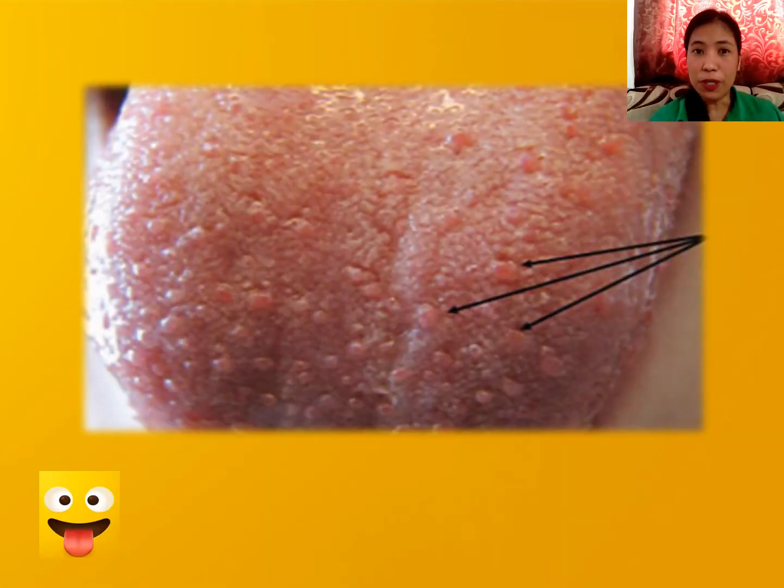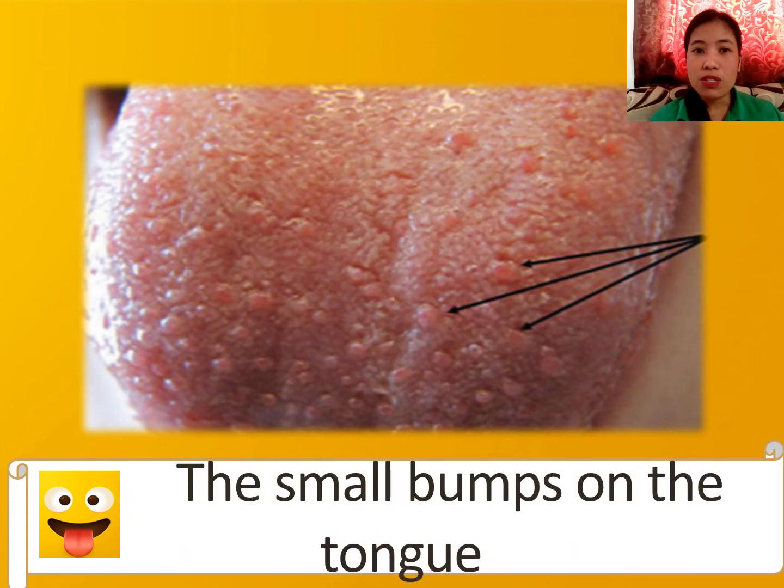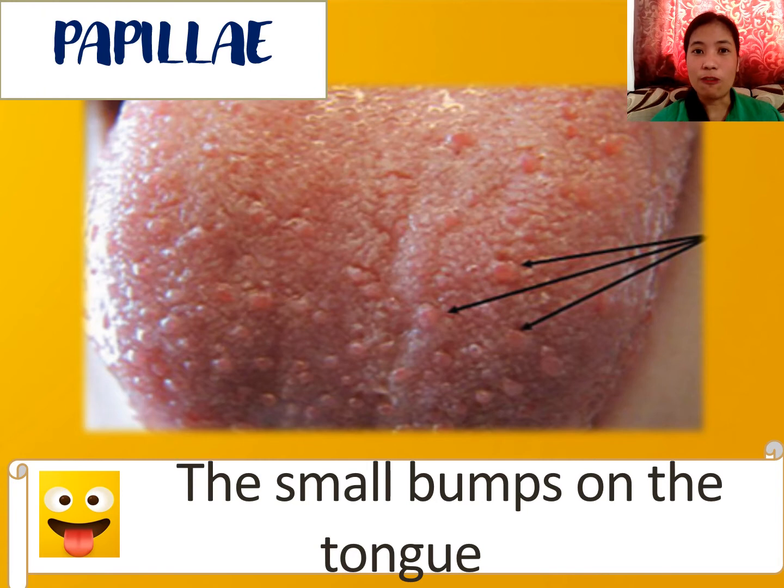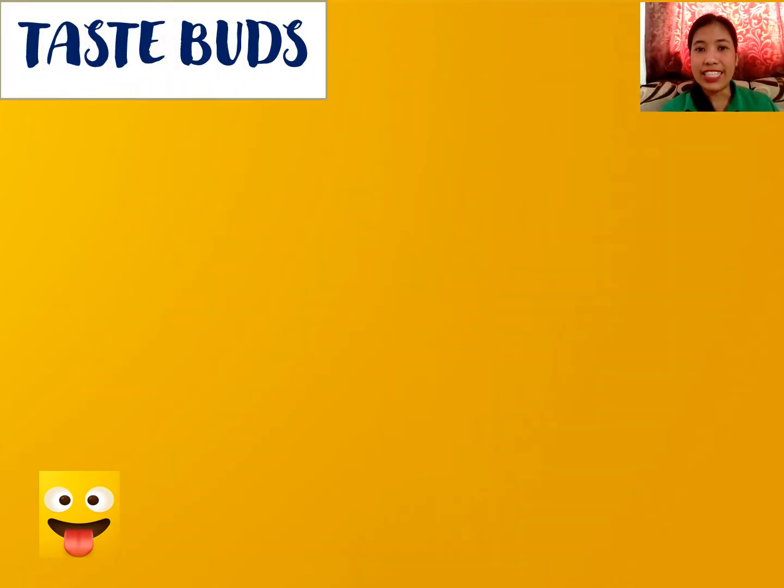Have you tried to stick out your tongue in front of the mirror? What have you noticed? Right, the upper surface of the tongue is rough. And what makes it rough? Correct, the small bumps make it rough. How do you call those small bumps on the tongue? That is what we call papillae. Everybody say papillae.